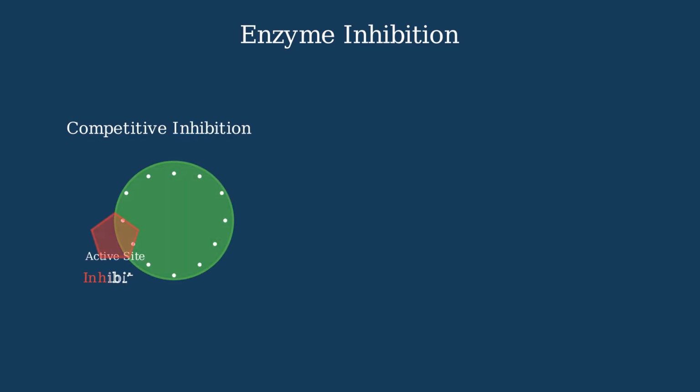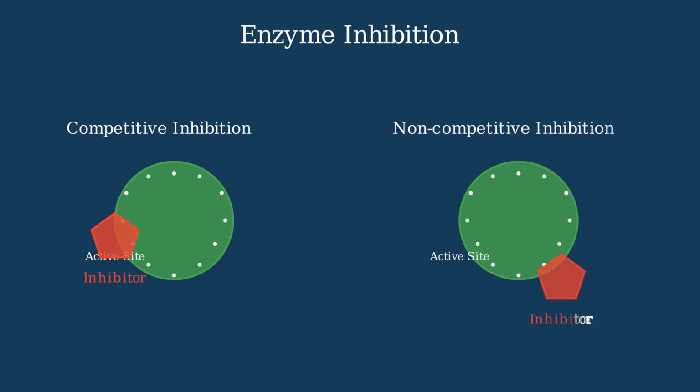Enzymes can be inhibited in different ways, affecting their ability to catalyze reactions. In competitive inhibition, a molecule similar to the substrate blocks the enzyme's active site, preventing the substrate from binding. In non-competitive inhibition, the inhibitor binds to a site other than the active site, changing the enzyme's shape so it can no longer properly bind to the substrate.